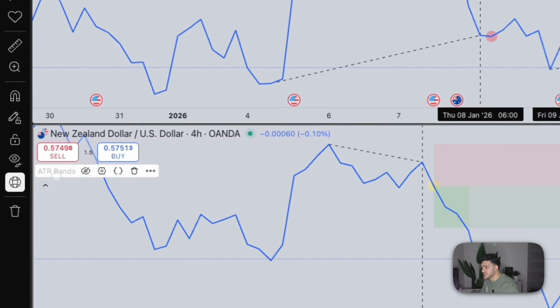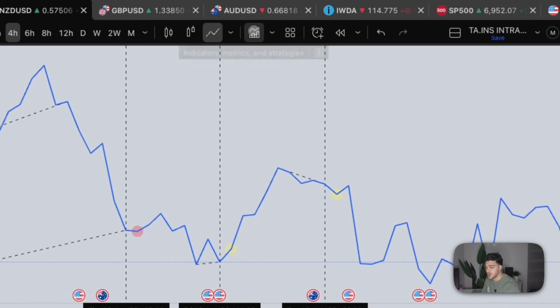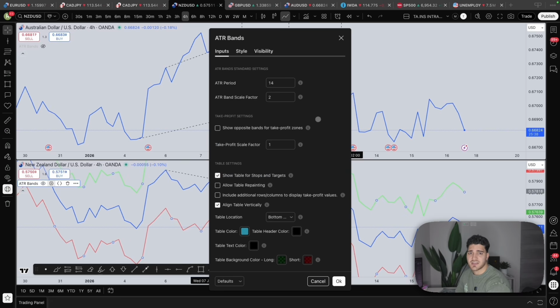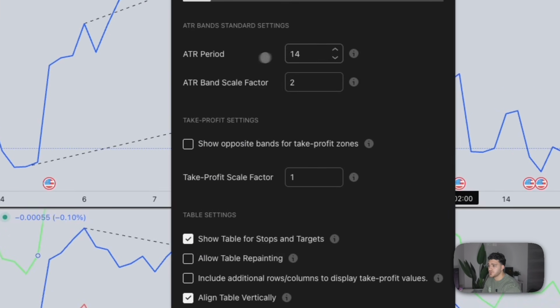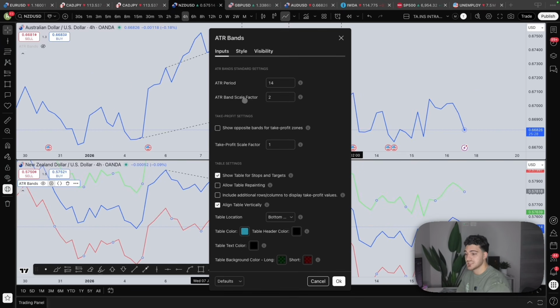Now, to make things easier, we can use ATR bands, this indicator. You can just find it for free by going in the indicator tab here on the top and typing ATR bands. The settings are very straightforward, so just put the ATR period to 14, the scale factor to 2, and the take profit factor to 1. Okay, just copy whatever you see here, do a screenshot and do the same thing.